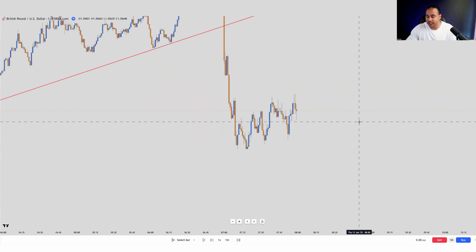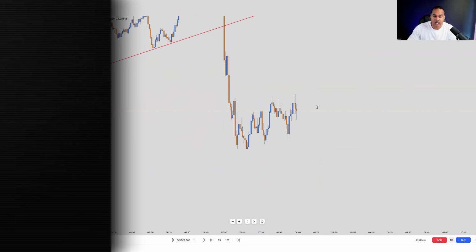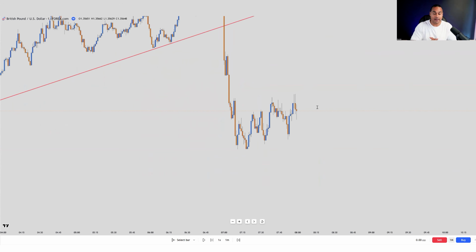Now, I want to be clear on this, okay? One candle is all you need to enter. So you're not going to be trading zones. You're not going to be trading areas. You're trading reaction and behavior of a single candle, okay, in its context. So in this instance, we're looking at a bearish candle. So what we've got to do here is we've got to anticipate.